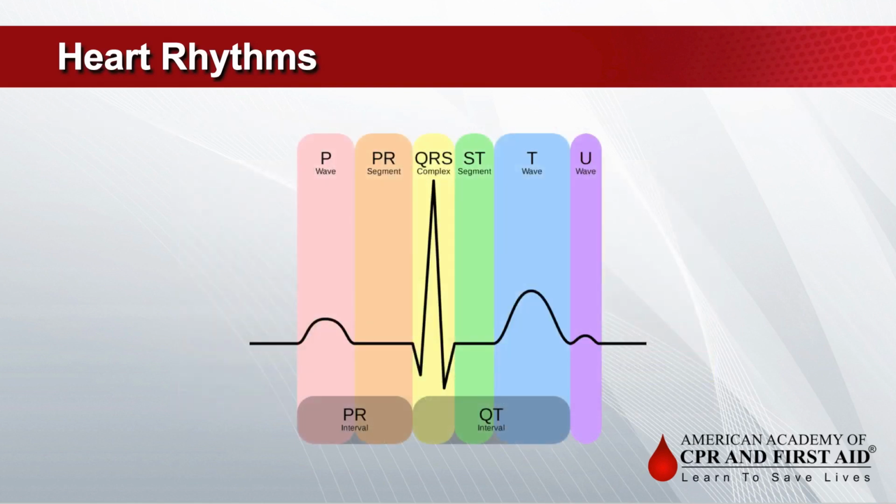When measuring heart rhythms, several pieces are taken into account, starting with the PR interval, or the time it takes from the start of the P wave, or atrial contraction, to the start of the Q wave, or ventricle contraction. This time should be between 0.12 and 0.20 seconds, or 3 to 5 small squares. If the P wave is absent, a dysrhythmia is present.